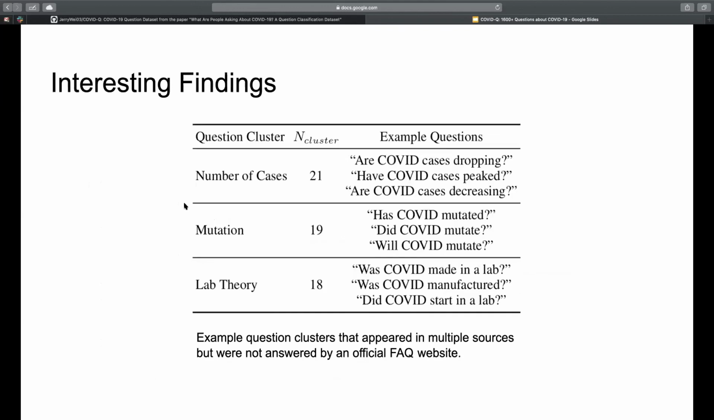We've also included some examples of question clusters that weren't answered by an FAQ website. So in each of these large rows here, first is the question cluster, and then the number of questions in that cluster, and then some example questions. So for instance, the question cluster number of cases has 21 questions in it, and some sample questions include, are COVID cases dropping, have COVID cases peaked, and are COVID cases decreasing? What's essential here is that for each of these question clusters, even though they were very common, FAQ websites didn't answer them.